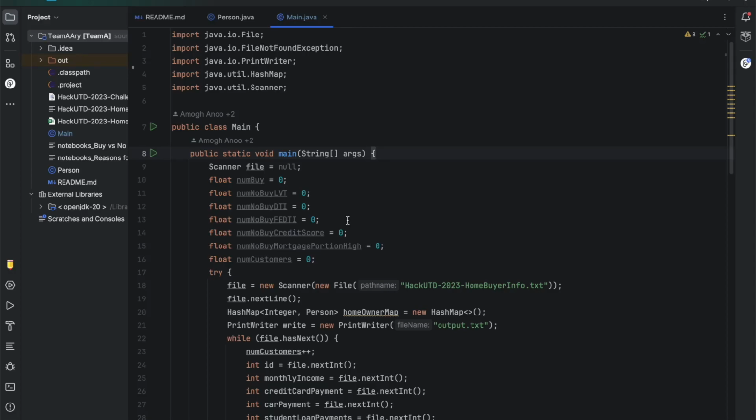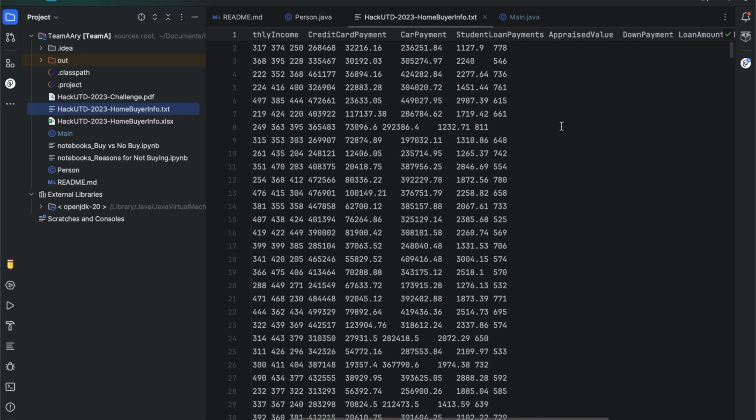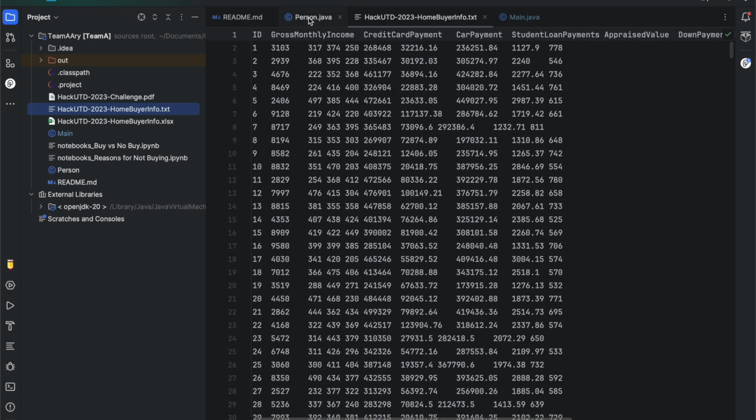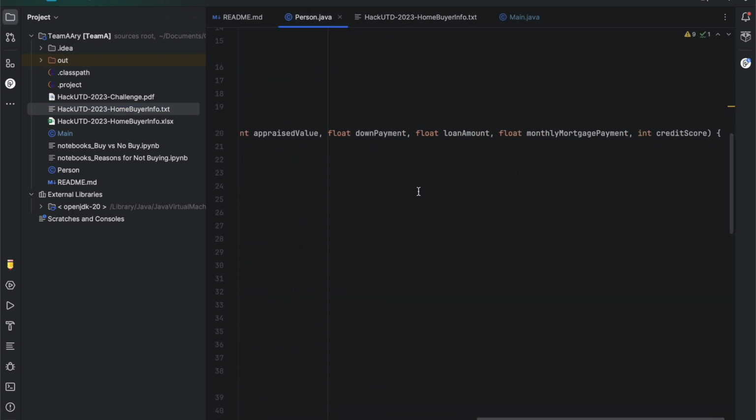To be demoing Fannie Mae's challenge. So first off, we've got all of the data: ID, gross monthly income, credit card payment, car payment, and so on. So what we did essentially was we created a person class where we instantiated all of those.